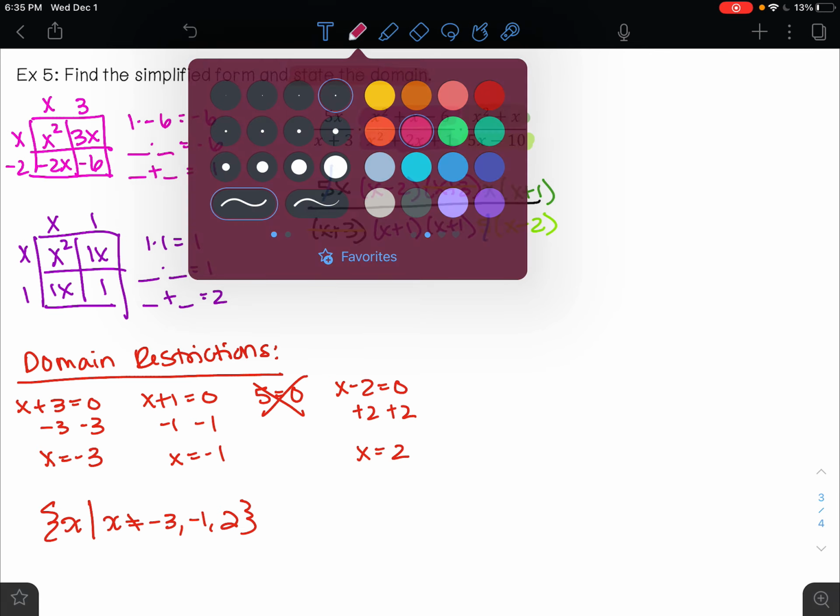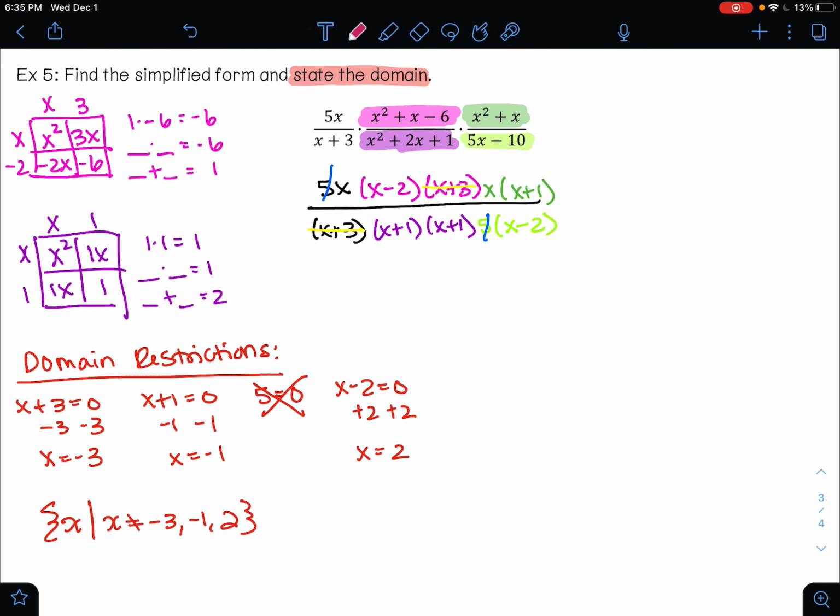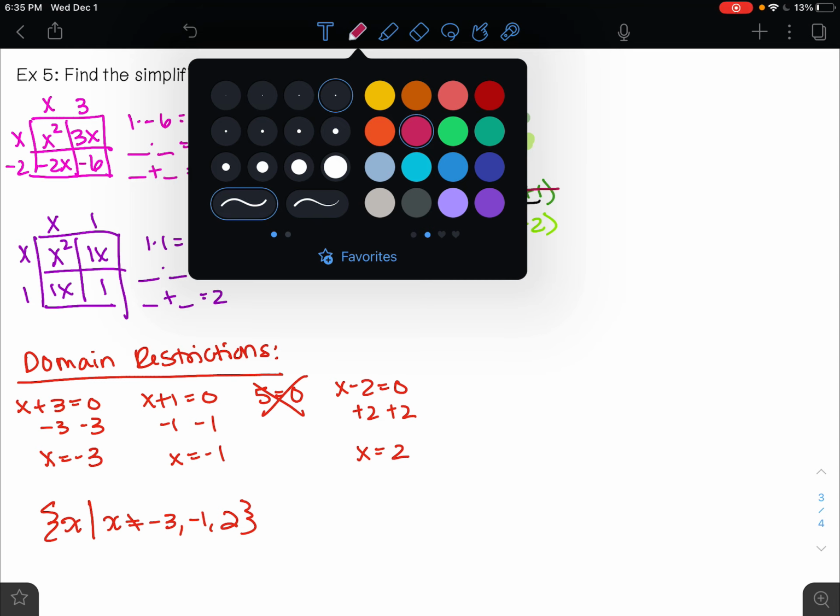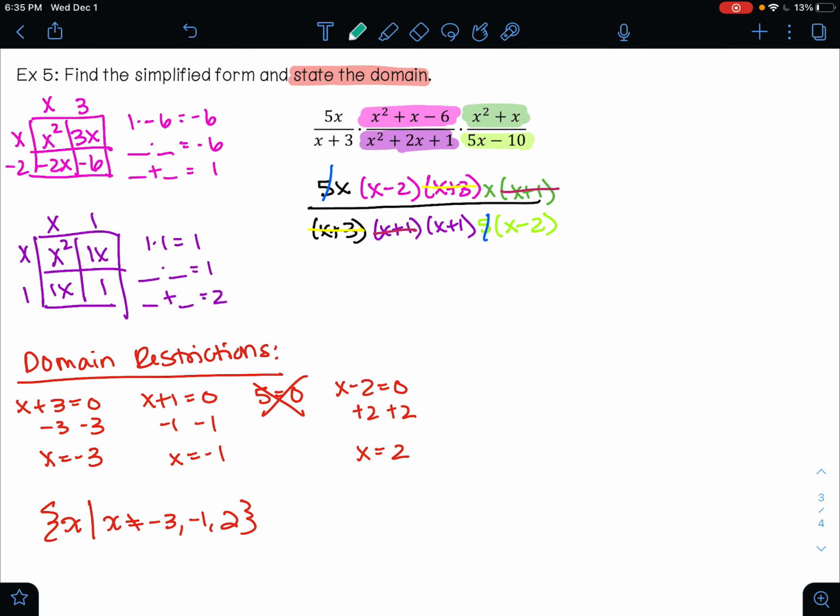Let's see. X plus 1 has a common factor with x plus 1. So let's see what we have left. In my numerator, I have x times x. X times x is x squared. In my denominator, I have, oops, we forgot one. Here, x minus 2 eliminates with x minus 2. So all I have left in my numerator is x plus 1.